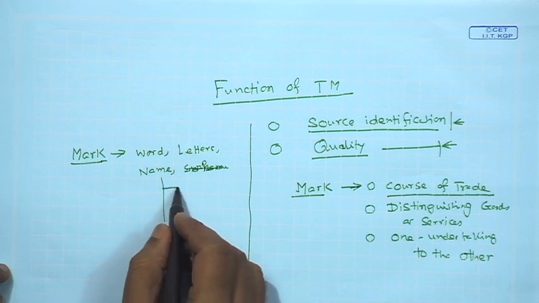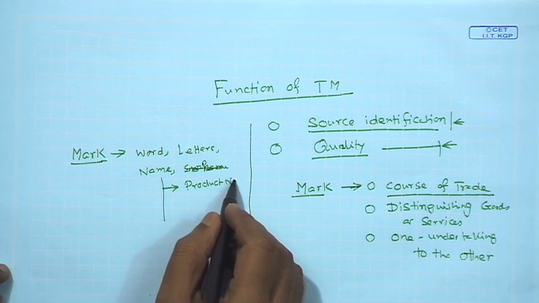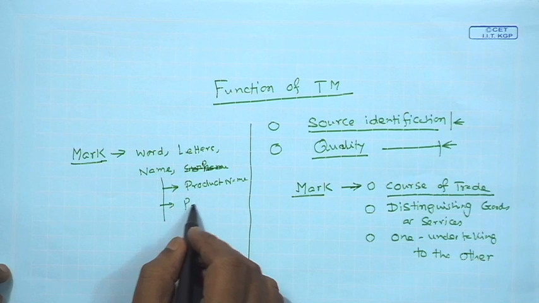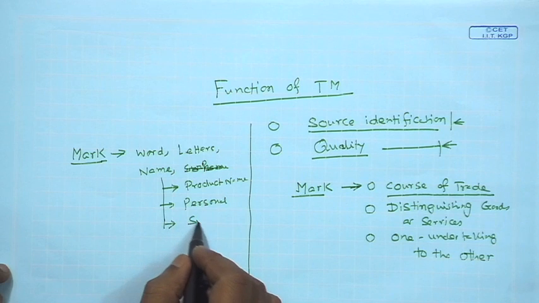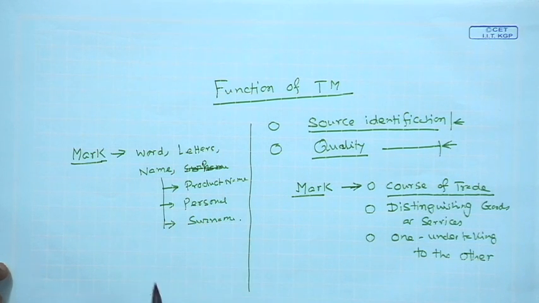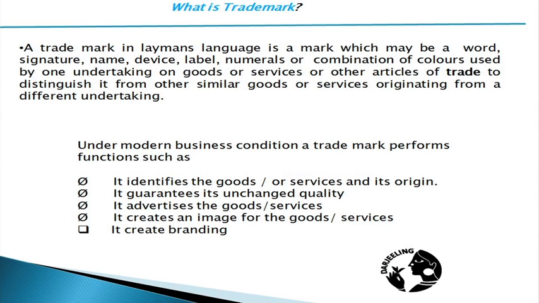I can differentiate another way: the product name, personal name, then surname. Okay. So, like this, word, letters, just like LG, two letters is a trademark. The word Apple is a trademark. Now word, label, signature, name. A name can be a personal name as a trademark. Can you give an example? Similarly, surname as a trademark.